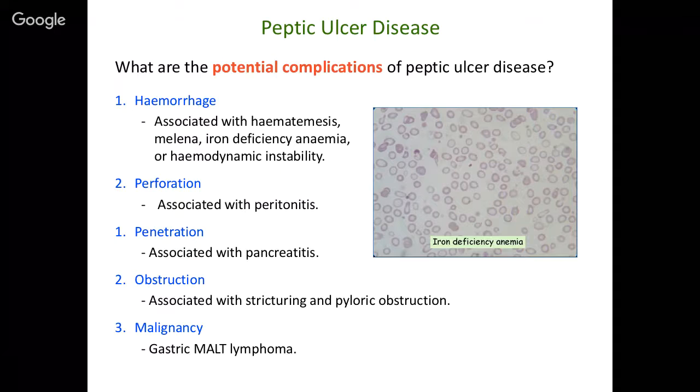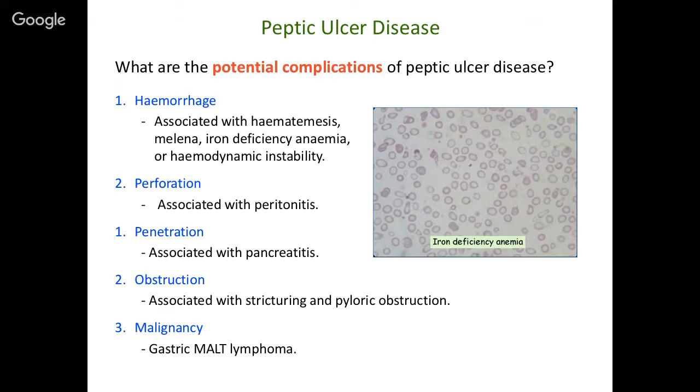The ulcer can erode through a vessel posteriorly. So in the case of gastric ulcers, it's the splenic artery. Perforation, so this generally refers to when the ulcer perforates through the anterior wall of the stomach, and that can lead to peritonitis, or inflammation and infection of the peritoneum.